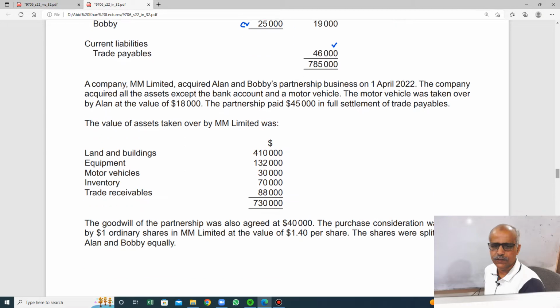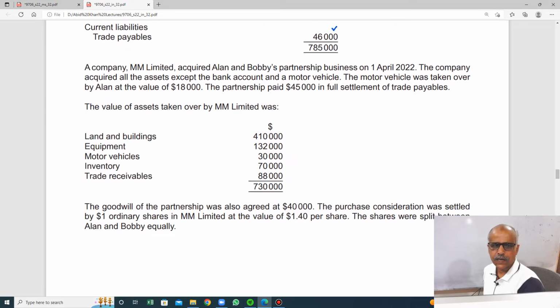Move on and see what the question is. A company, MM Limited, acquired Ellen and Bobby's partnership business on 1st April. The company acquired all the assets except the bank account and motor vehicle.